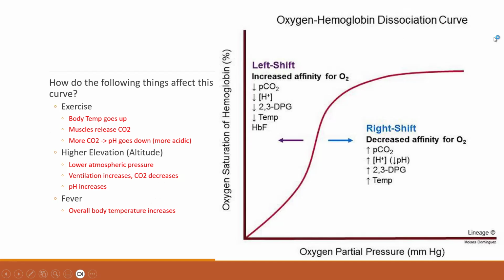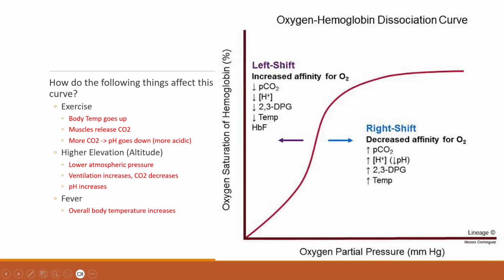What kind of happens is that your hemoglobin is going to hold on to the oxygen more. This one's kind of an interesting one where exercise makes sense. Decreased affinity for oxygen, you're going to release more oxygen.